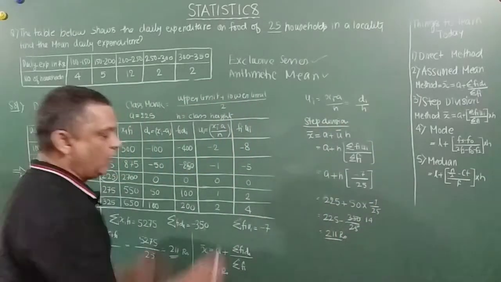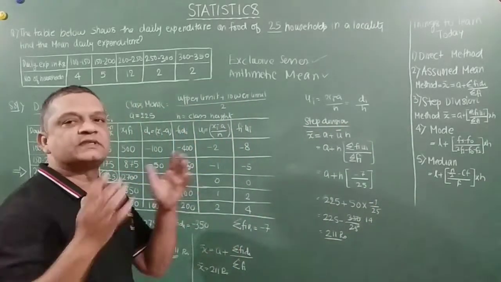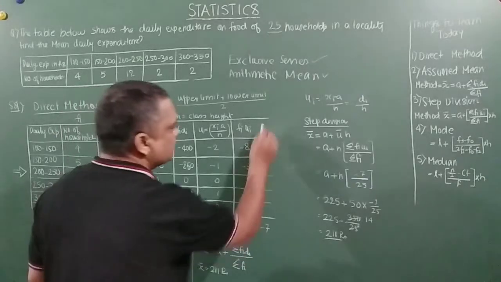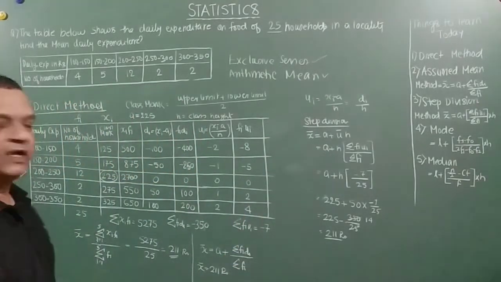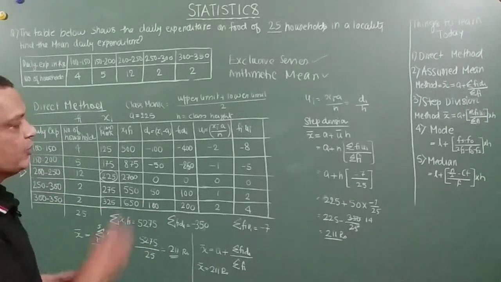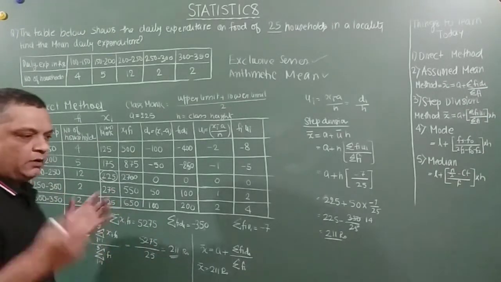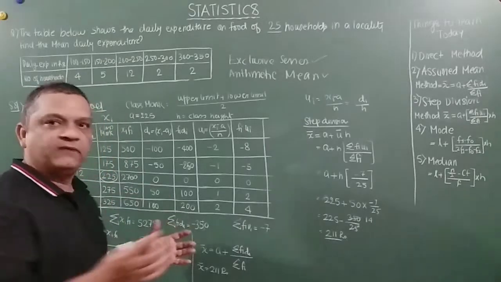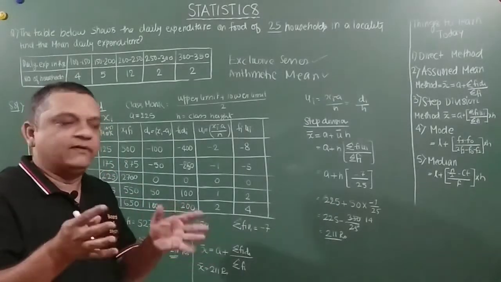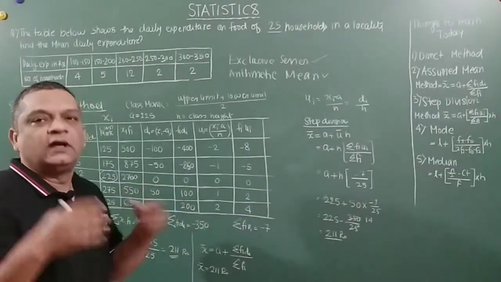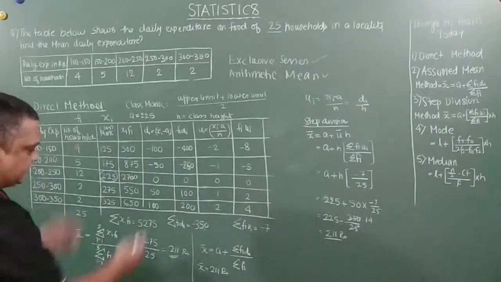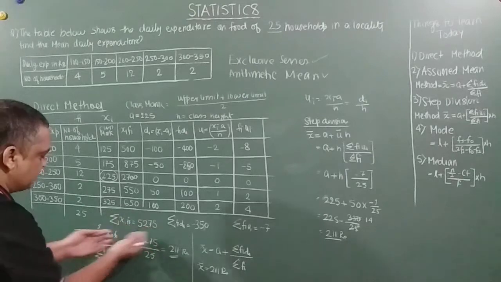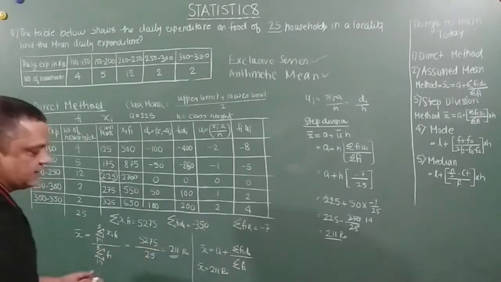Step division method. All the three methods fetch you the same result, right? That is your mean is equal to 211 rupees only. So this problem demonstrates how, when we are finding the mean for high-value data, in the sense the data which has a large number of values, it becomes difficult for us. See, I am calculating with 5275 and then dividing it like this and getting this.